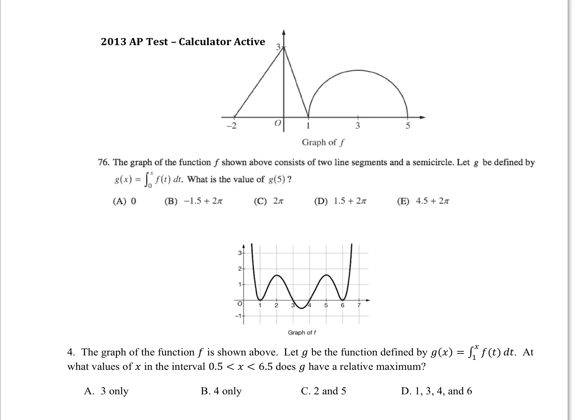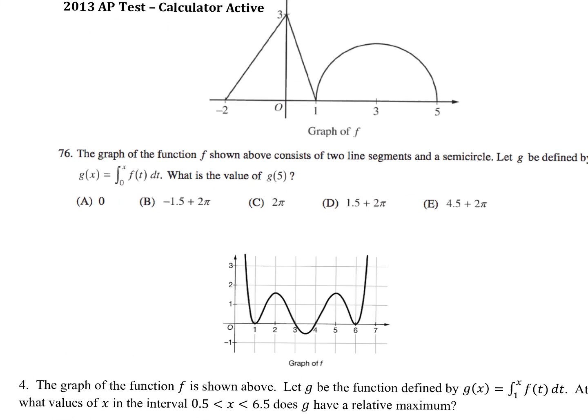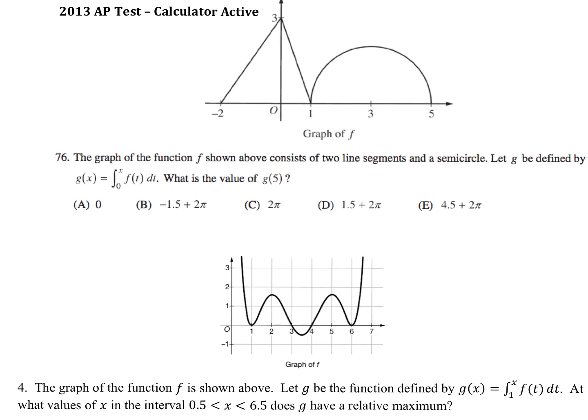The graph of f, shown above, consists of two line segments and a semicircle. G is this integral. What is g of 5? What did we talk about on Friday? If this x was replaced with a 5, what can we do with that x? Replace it with a 5. So g of 5 is the integral from 0 to 5 of f of t.